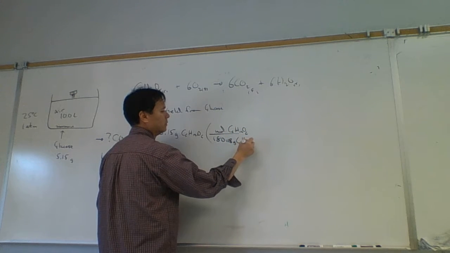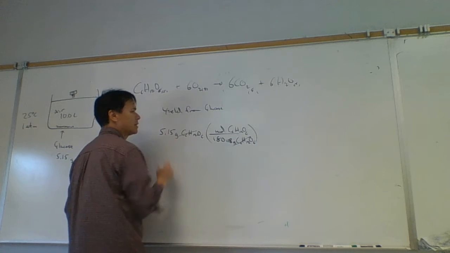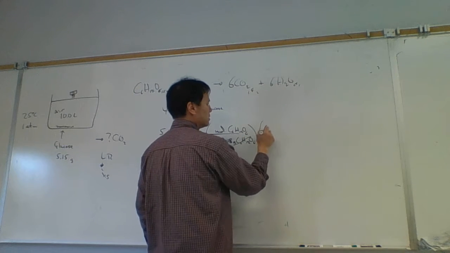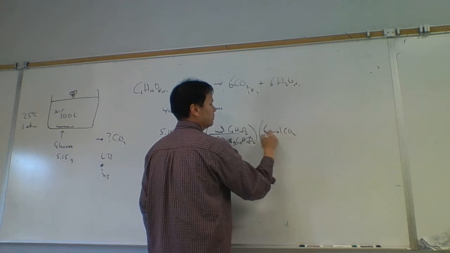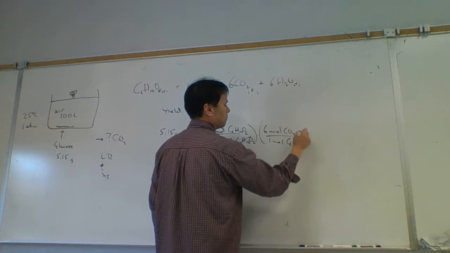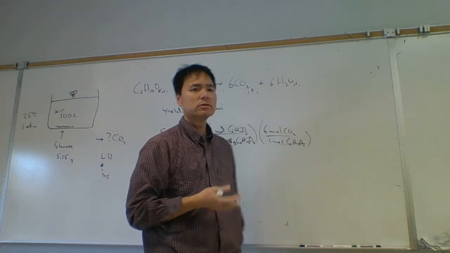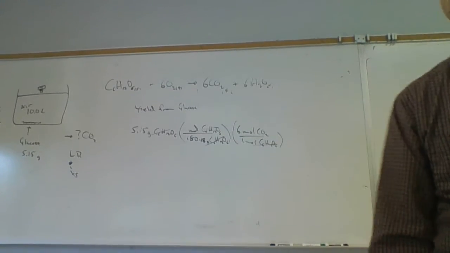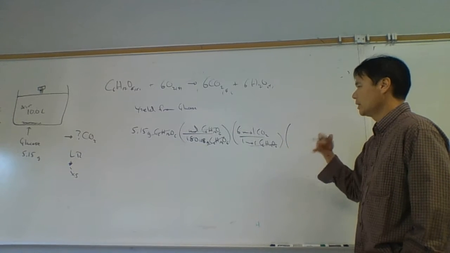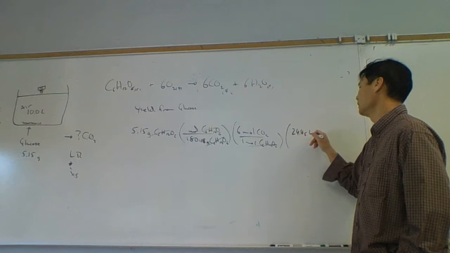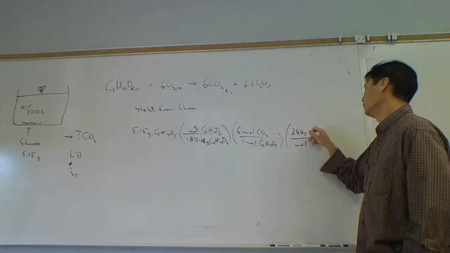C6H12O6. So grams of glucose cancel. That gives us moles of glucose. From moles of glucose, we want to go to moles of carbon dioxide. So it's 6 moles of carbon dioxide for every 1 mole of glucose. So that gives us moles of CO2. Now CO2 is a gas. And so if we know the moles, we can go straight to the liters by using the molar volume. The molar volume we calculated in the previous problem was 24.45 liters per mole of gas.